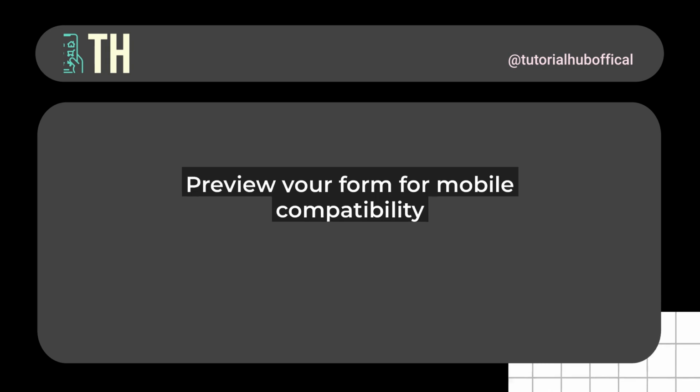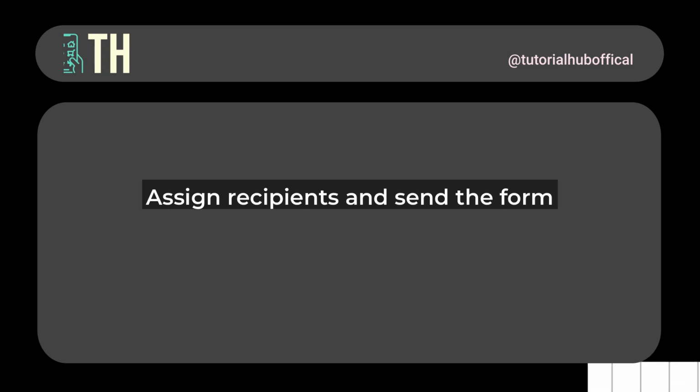After you've added all your fields, assign recipients by entering their email addresses and specifying their roles. This ensures the form goes to the right people in the right order. Finally, hit Send and watch it go. You'll get real-time updates on completions, which is super handy for tracking.